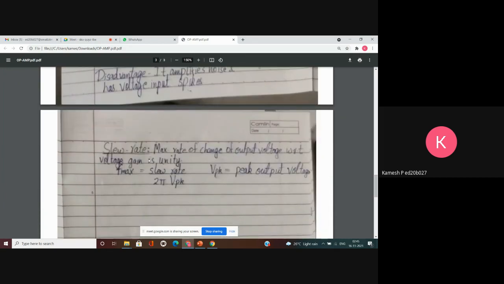Next is the slew rate. Slew rate is the maximum rate of change of output voltage, when the voltage gain is unity. F max is equal to slew rate divided by 2 pi VPK, where VPK is the peak output voltage.